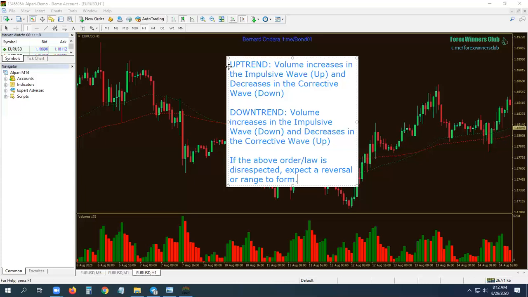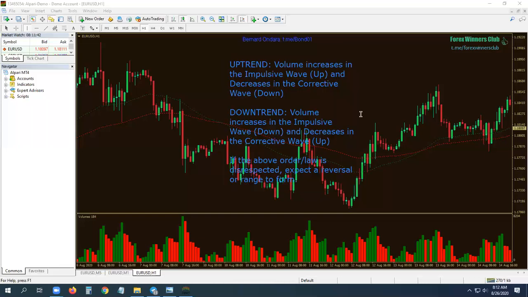If the market must continue going up, volume must increase when the market's moving up. If a downtrend must continue, then when candles are moving down, volume must increase. If you see the opposite, that trend is not going to last. All right, so let's keep that in mind.